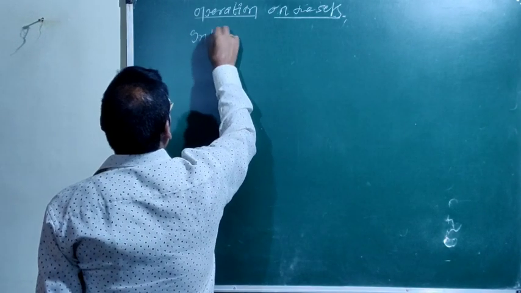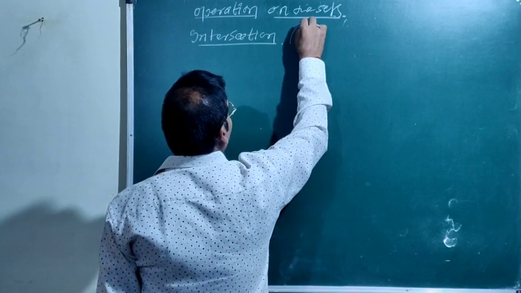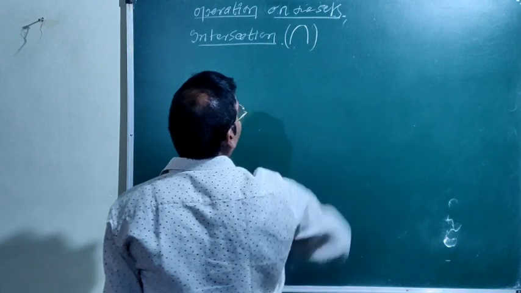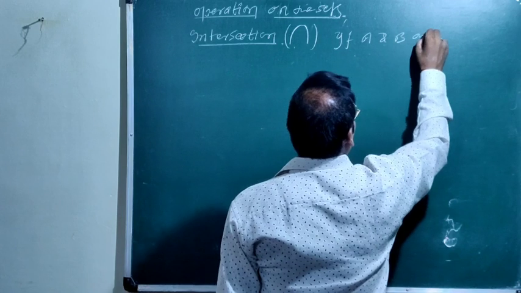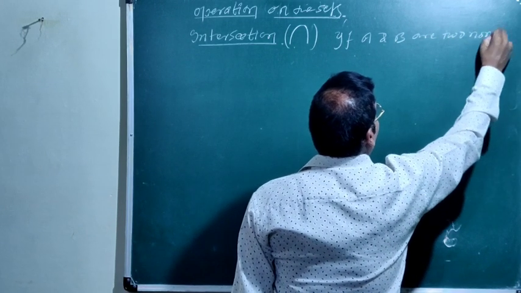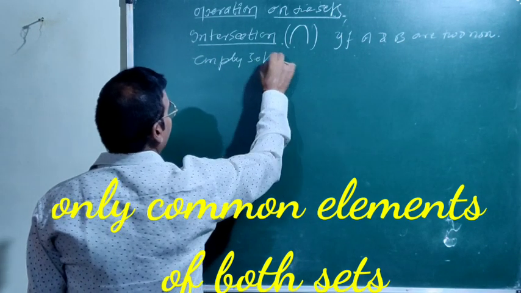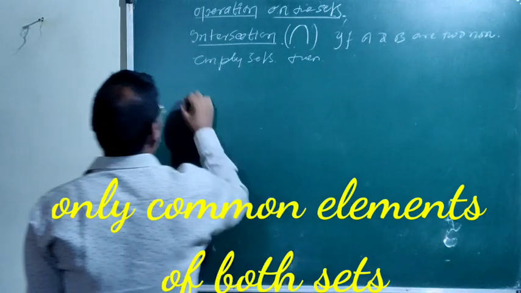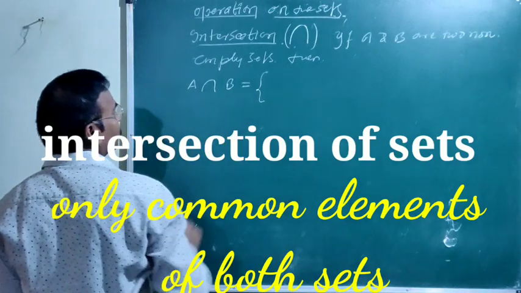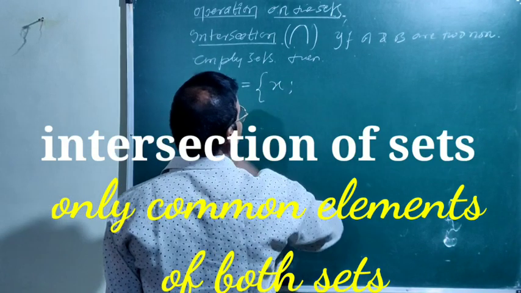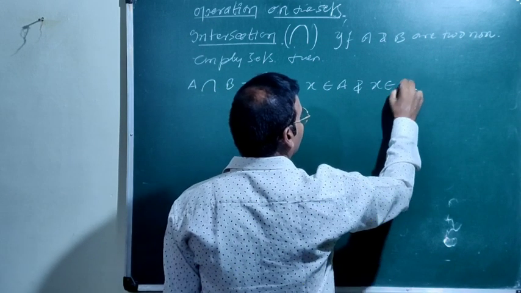Now the intersection of the sets, just the opposite sign of the union symbol. If A and B are two non-empty sets, then A intersection B is denoted by {x : x belongs to A and x belongs to B}.